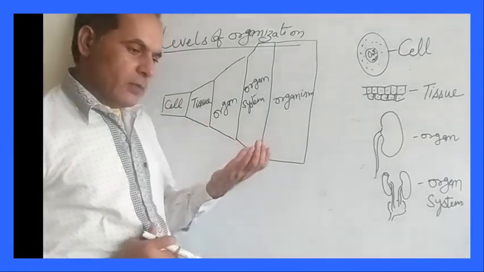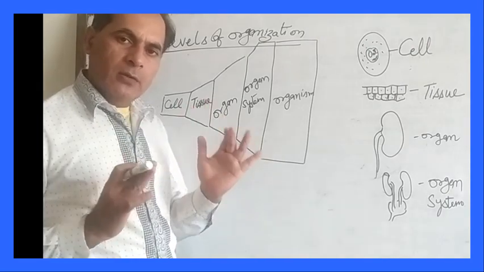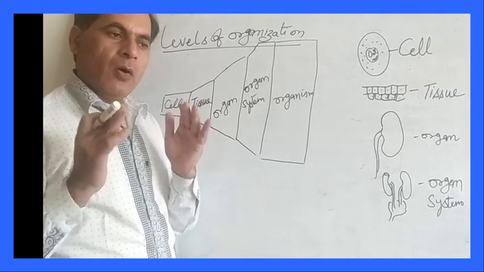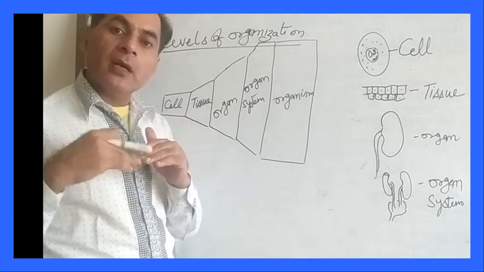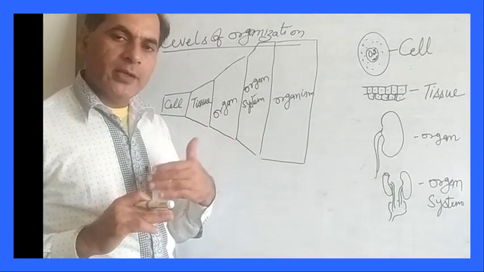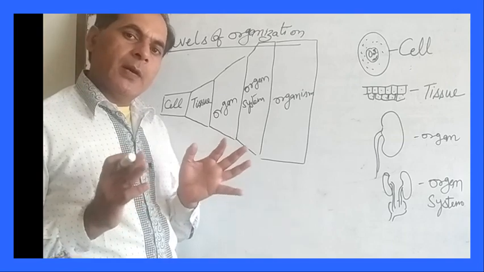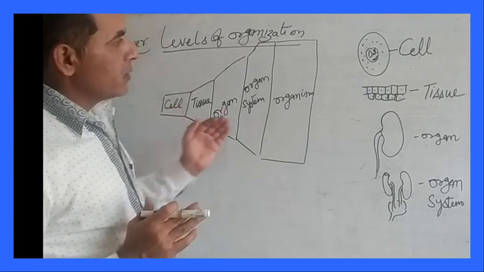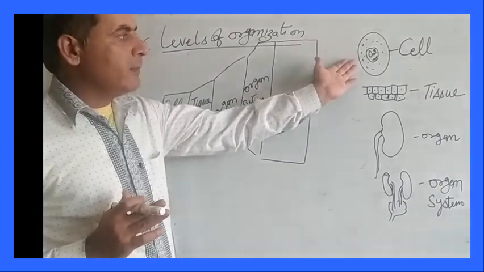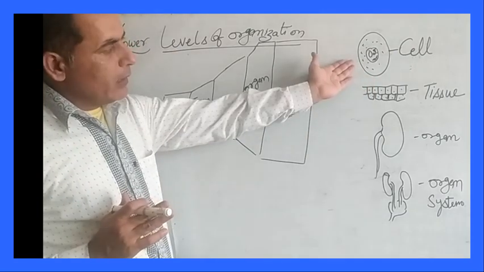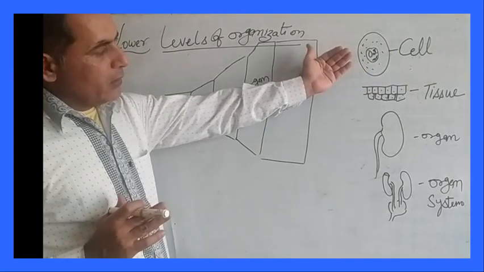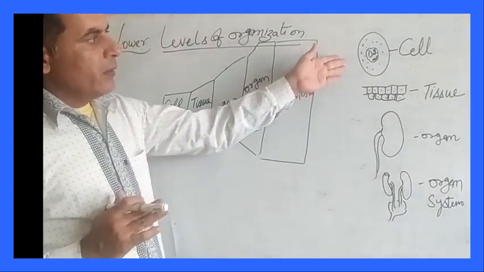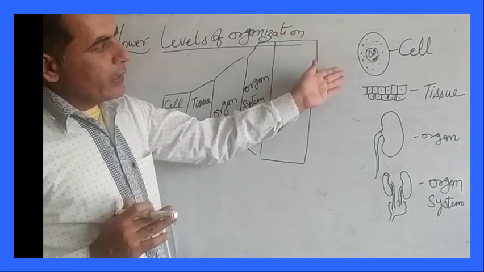If any organism is made up of a single cell and all the activities of the living being are taking place in one cell only, like excretion, respiration, digestion, and so many activities, if they are performed by the single cell, that is called cellular level of organization. This is the cell. Amoeba, paramecium or euglena are single celled organisms. These single celled organisms can perform all the metabolic activities by one cell only. So it is the lowest level of organization.